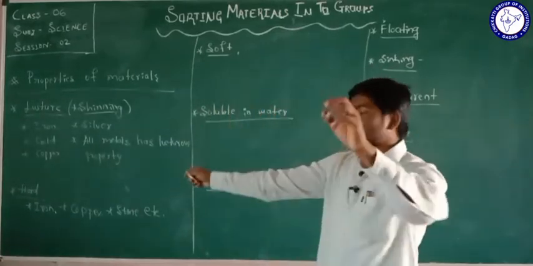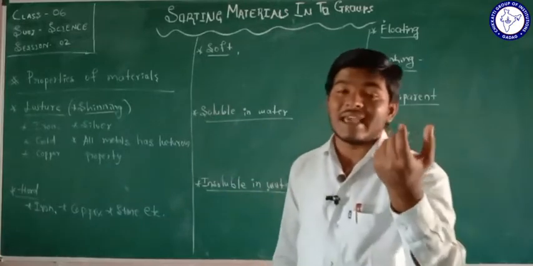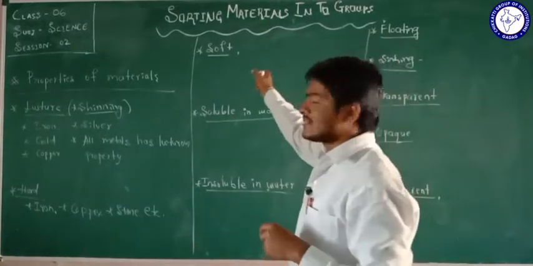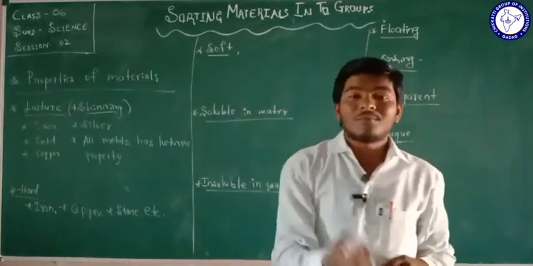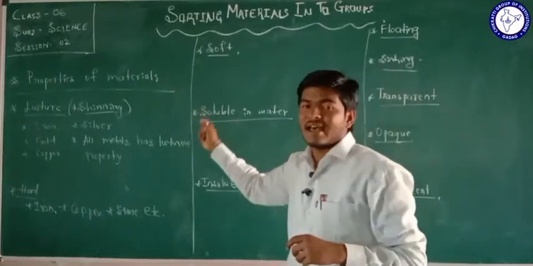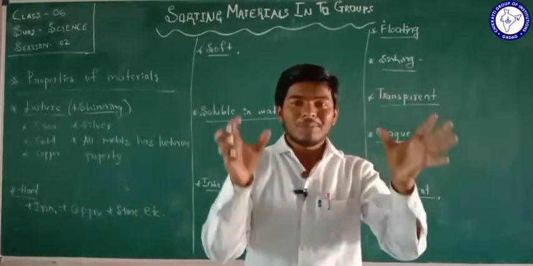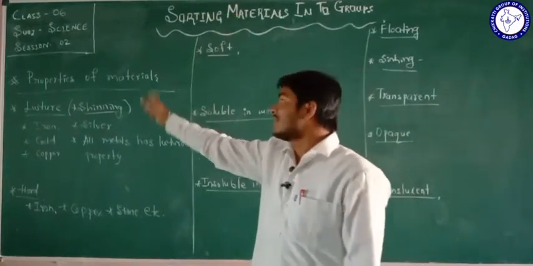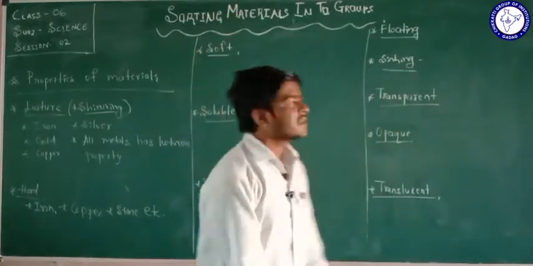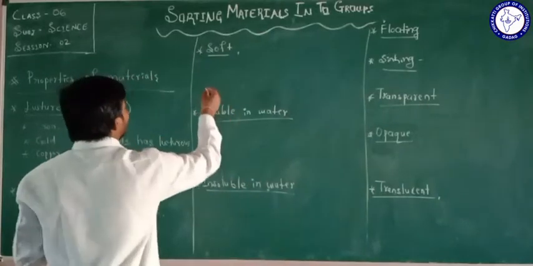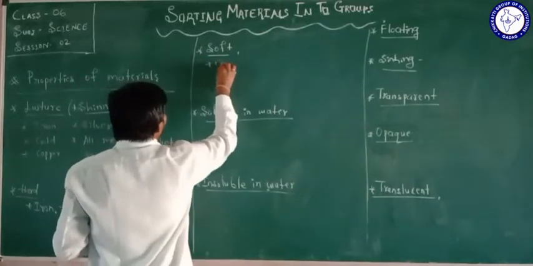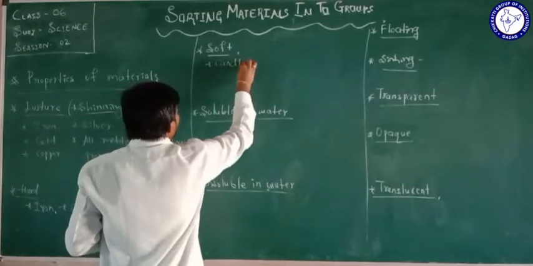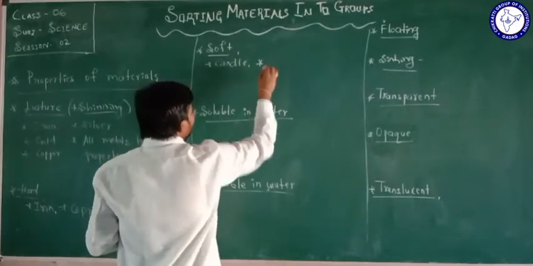So now I am considering the candle as the example for softness. Softness is another property which the materials have. So now we are going to group the materials based on softness as a property. Write down the examples for the soft materials here. Candle, isn't it? Write down candle.